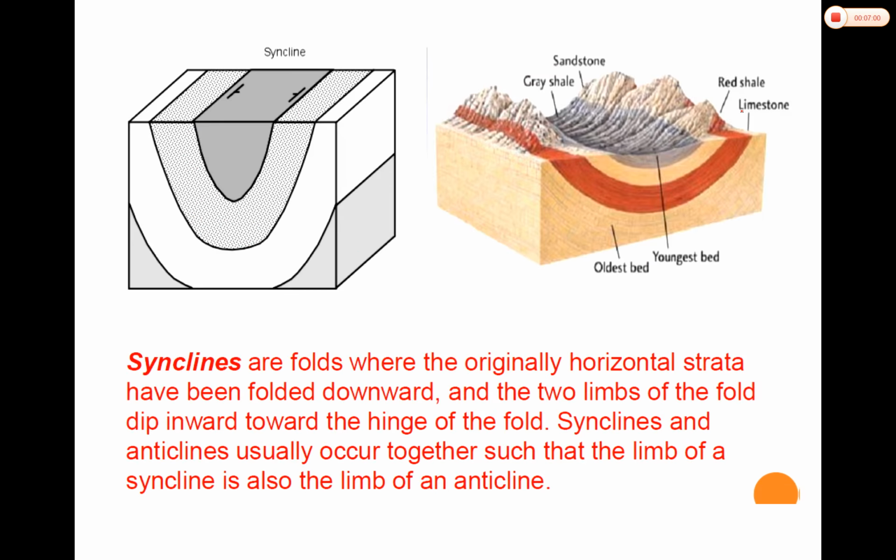and the youngest just a few at the surface. And then this one is the syncline, folded downward. Okay, and then the two limbs towards the hinge. Okay, so if it is cut here, this limb is towards the hinge in the middle. Okay, alright. Syncline and anticline usually occur together. Okay, so this is the youngest part, the youngest layer in the middle, the oldest layer at the bottom.